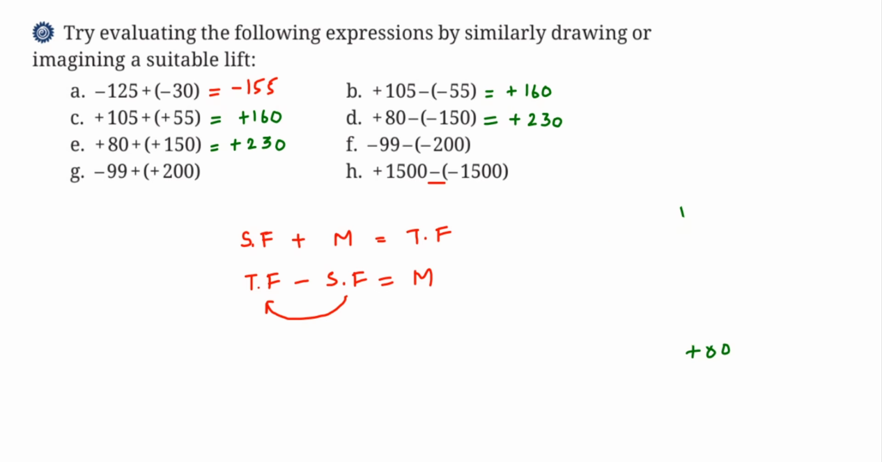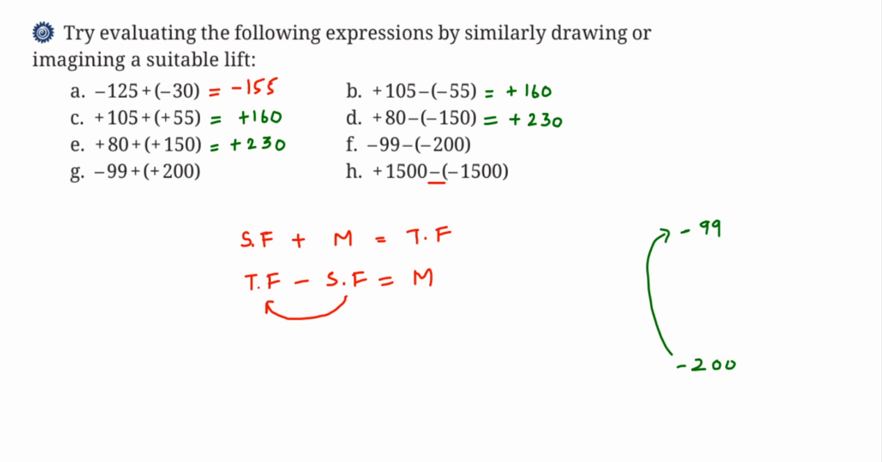Next question, we have minus 99 minus 200. So your starting point will become minus 200. From there you want to go to minus 99. Now minus 99 is here. So how many floors are you going up from 200 to 99? So this is not 90, this is 99.